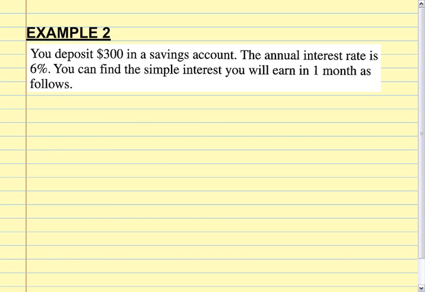It says, you can find the simple interest you will earn in 1 month as follows, but I got rid of it, okay? Now what's our formula? Who can just tell me our formula for simple interest? There's another kind of interest called compound interest, which we'll learn later. This is just simple interest. Let's see. Emma, what is it? Interest equals principal times rate times time.